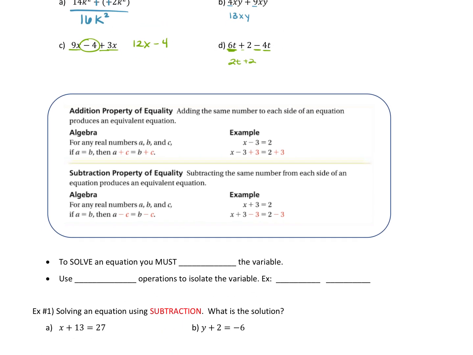Okay, so you are going to do some properties today. And we've talked about some properties, right? Commutative, associative, all of that. These ones are different. These are operational properties. This is like inverses, doing the opposite of what we do to solve an equation. So the two properties we're going to start with are called the addition property of equality and the subtraction property of equality. And here's what they say.